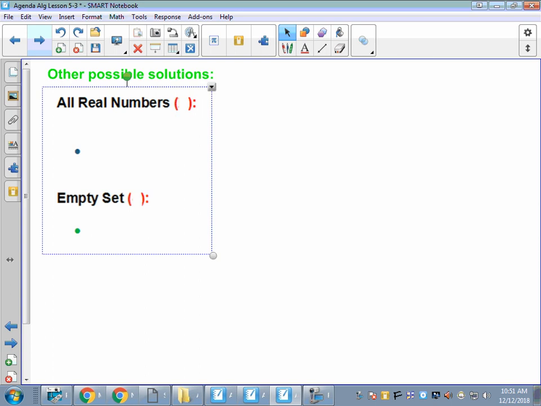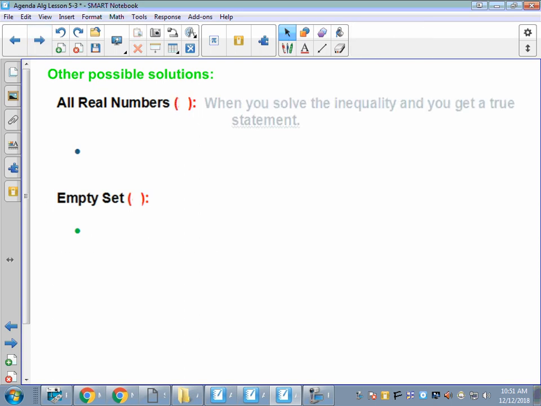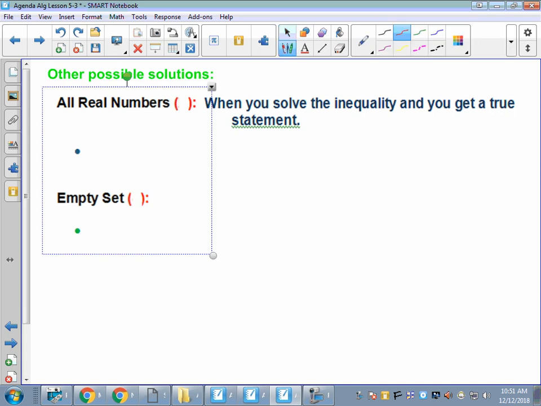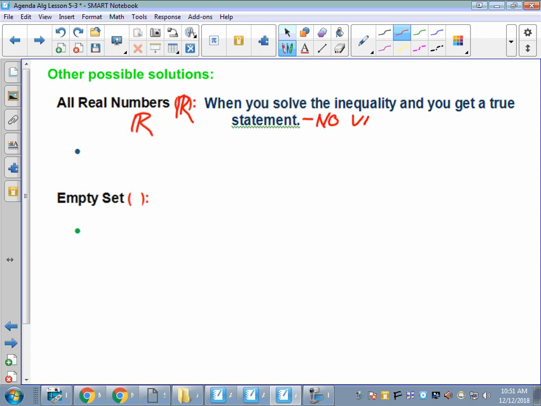All real numbers. Remember, all real numbers is that sign. This is when you solve the inequality and you get a true statement. So again, now you're not going to have any variables. Your variables cancel each other out, and you get a true statement.